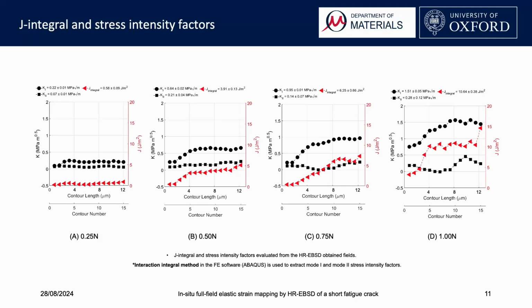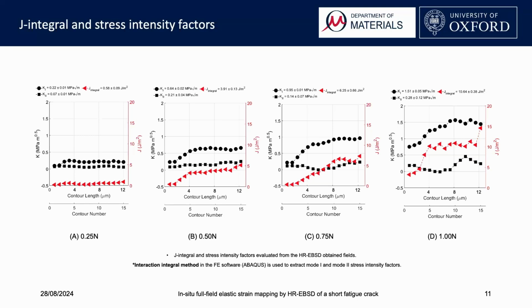These are the J integral and both mode 1 and mode 2 stress intensity factor results we obtained from our calculation. Each plot represents a single load step from 0.25 newton to 1 newton. In the initial load steps, the variation in K values and J values across different contours is minimal. As the applied load increases, the fluctuations become more significant, but it remains consistent, and the energy integral values are not sensitive to the paths as the contours expand.